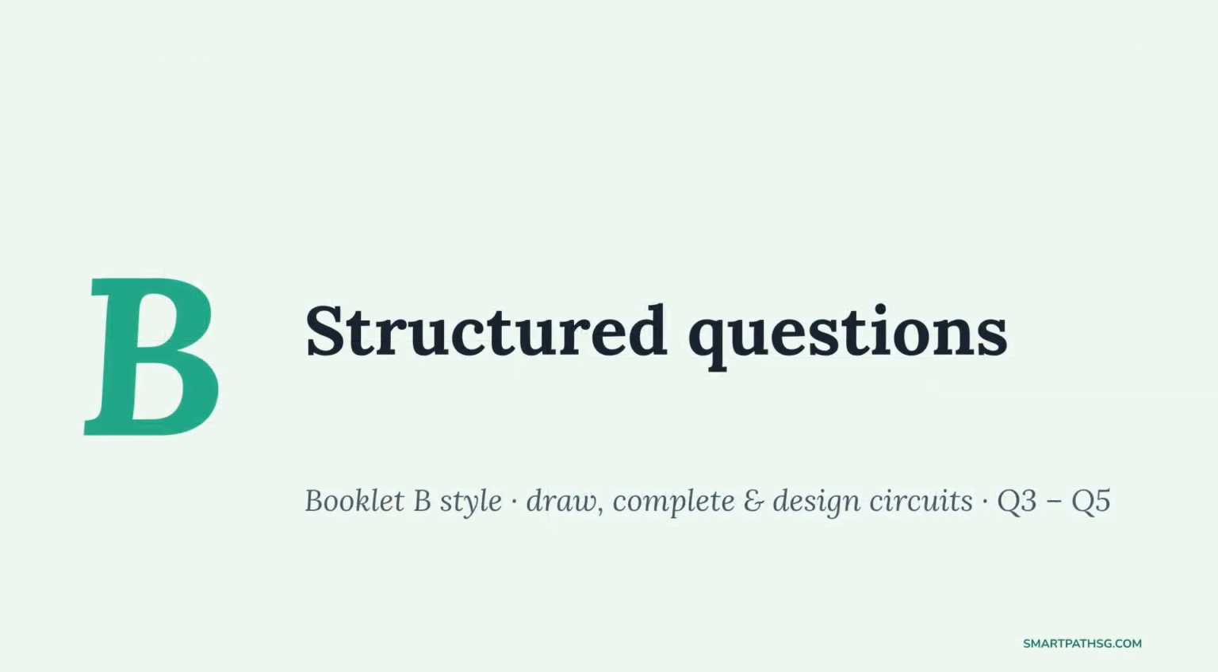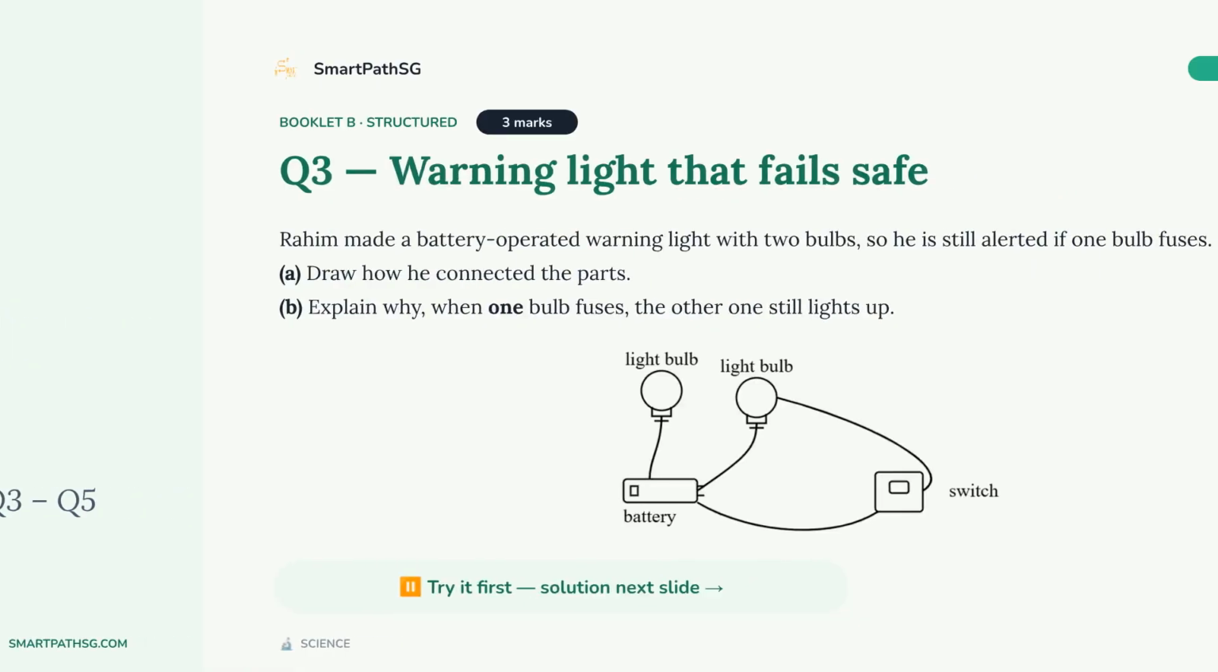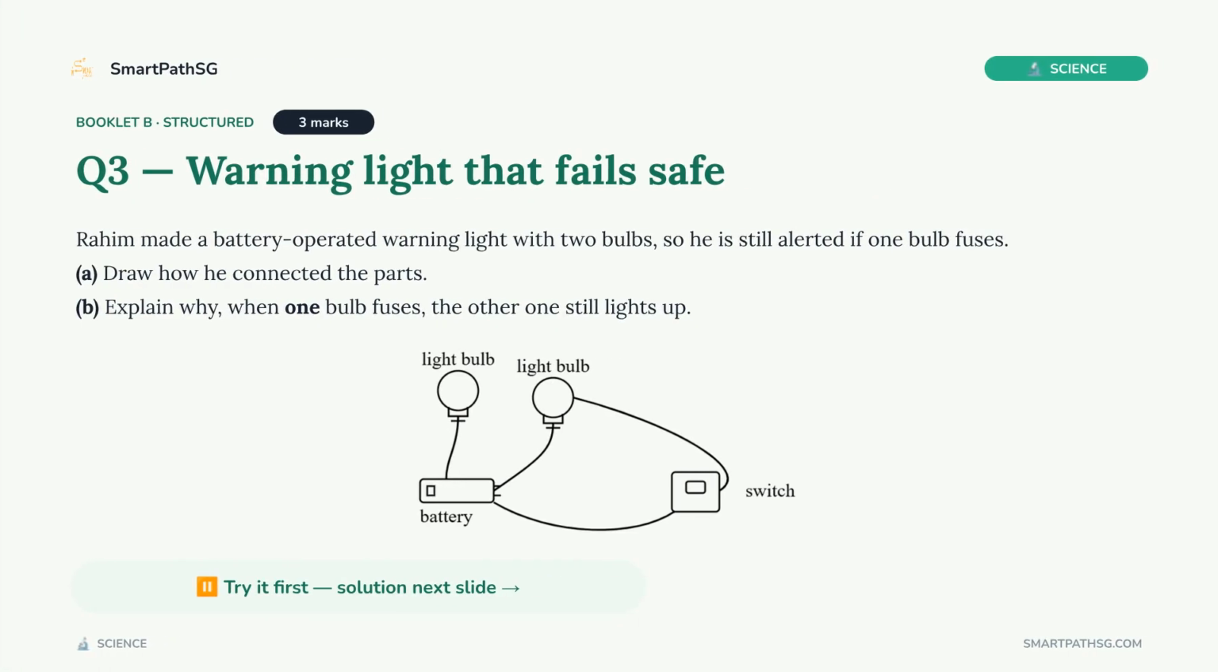Next, 3 Booklet B-style structured questions. We will draw, complete, and design circuits from scratch. Question 3. Rahim made a battery-operated warning light with 2 bulbs, so he is still alerted if one bulb fuses. A. Draw how he connected the parts. B. Explain why, when one bulb fuses, the other one still lights up.